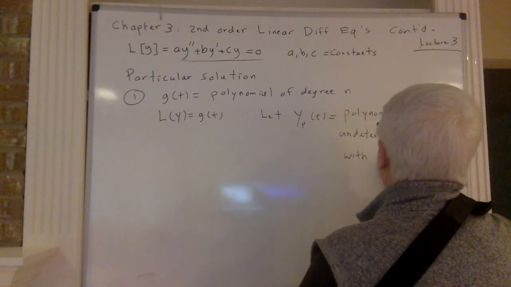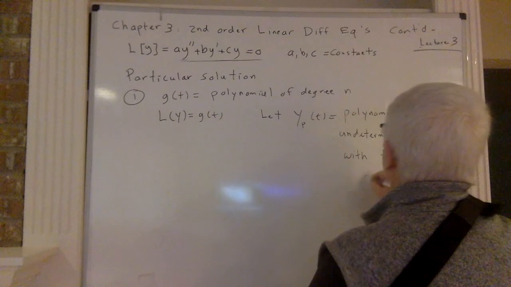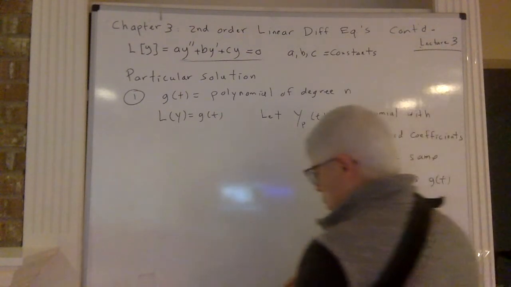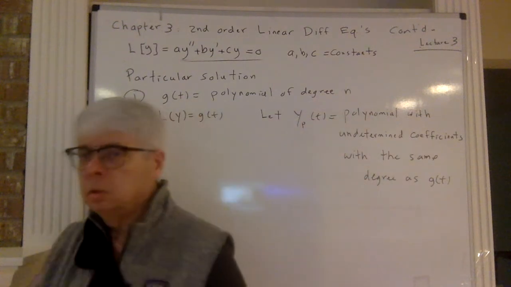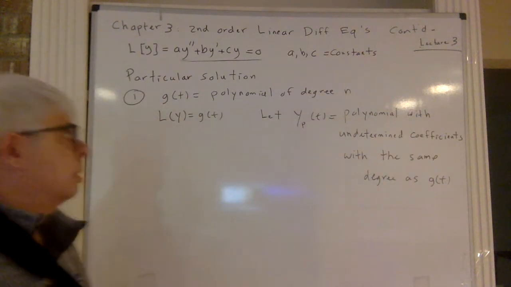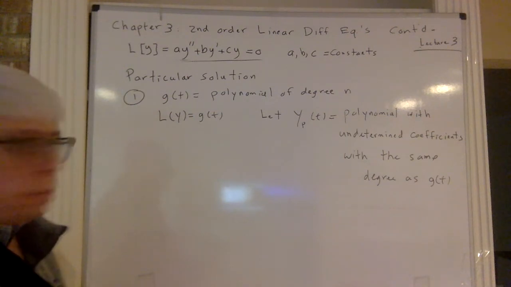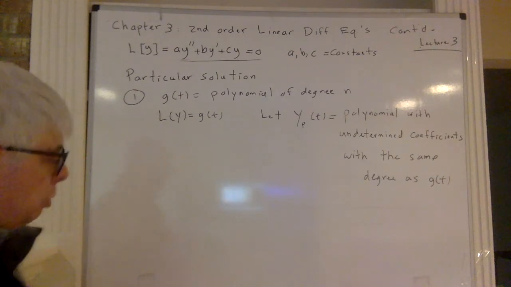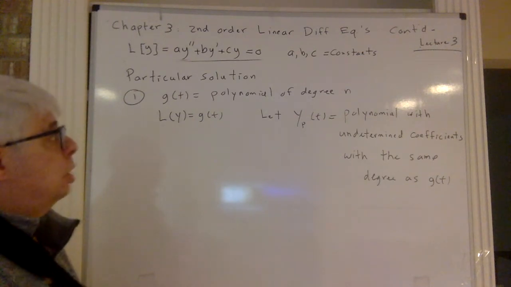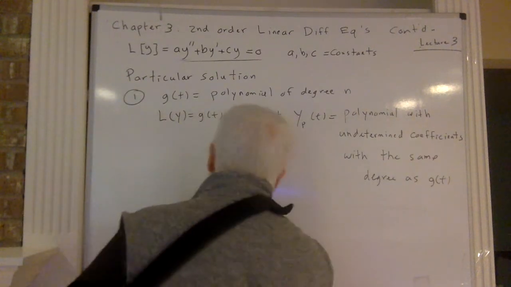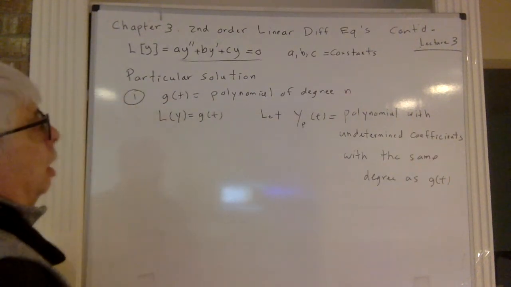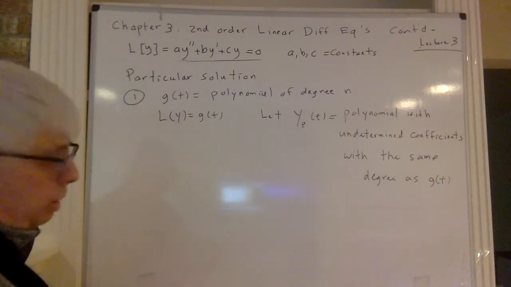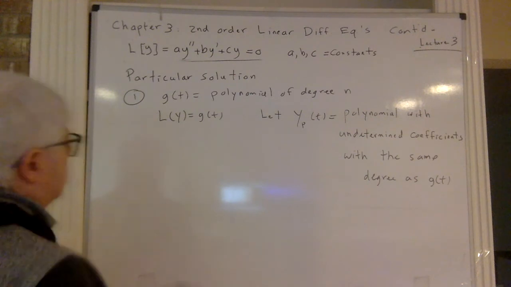With the same degree as g(t). So you just choose a polynomial with the same degree with undetermined coefficients. Then you set them equal and find the coefficients. Now I will give you an example and you will see how easy it is. If you have a polynomial of degree n, then the particular solution is a polynomial of degree n, not the same, but with different coefficients.